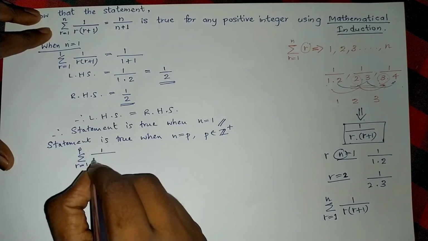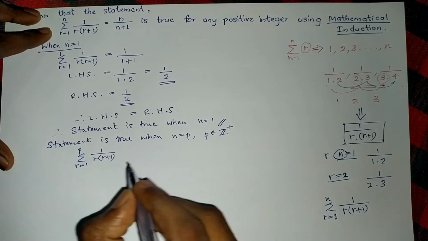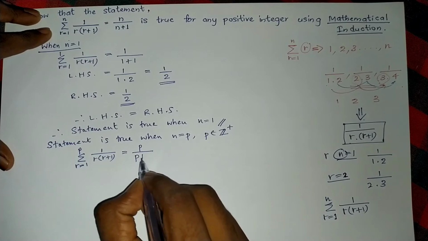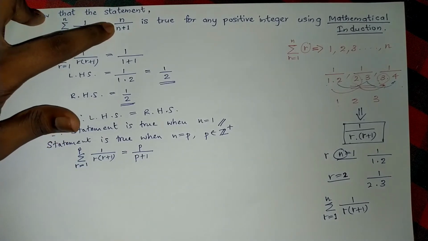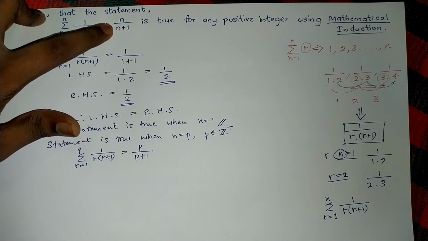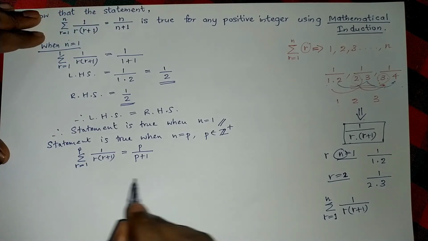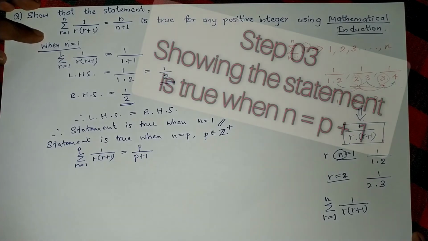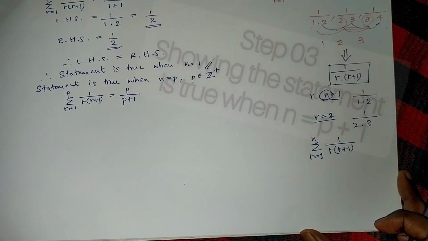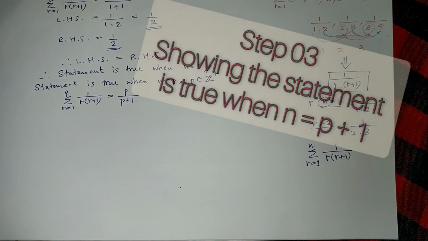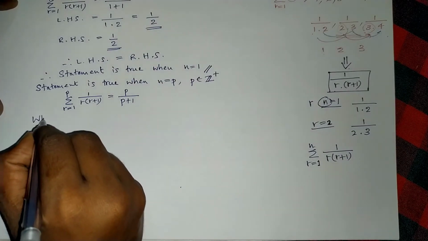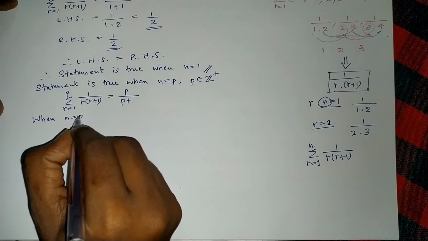This becomes 1 over r into r plus 1, the common factor, same thing. This is p over p plus 1. Instead of n in the statement, I have to substitute p. So this is the assumption. Then the third step is to show the statement is true when n equals p plus 1 using this assumption. For that I have to consider n equals p plus 1.